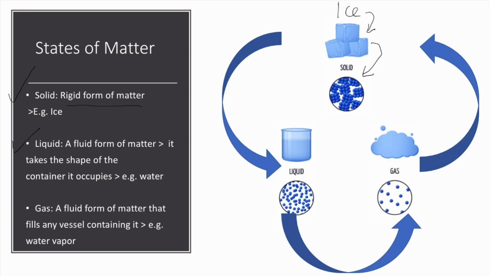The second state is the liquid state, and this is a fluid form of matter, and it takes the shape of the container that it occupies. For this case, water is just a liquid and is contained in a piece of glass. At the microscale, the water molecules are more freed up compared to the solid state.